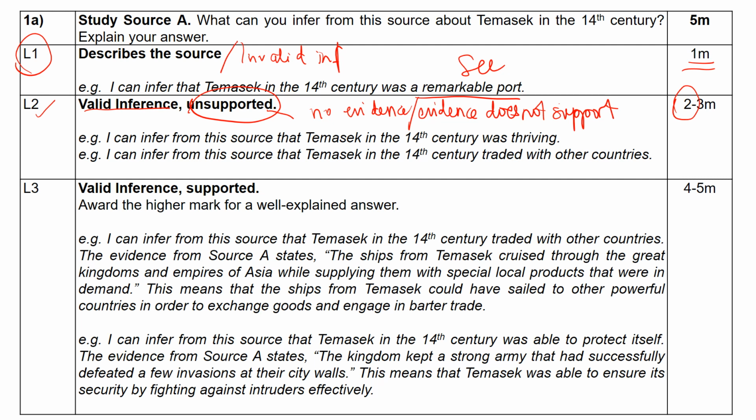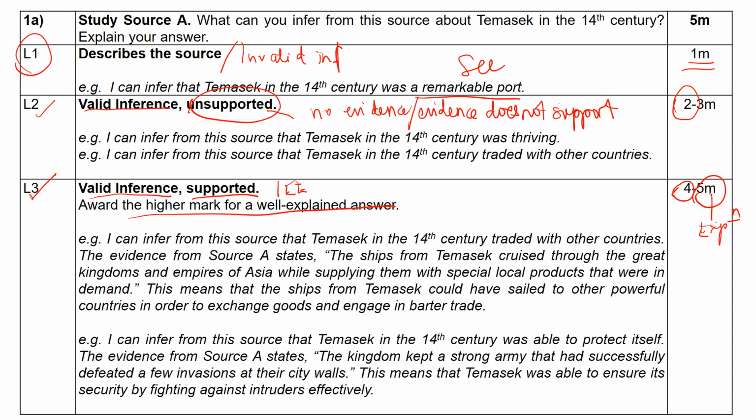L3, the highest level here, is when you have a valid inference and you have supported it. So I, E, and C. The higher mark is given for a well-explained answer. So those of you who got L3 4, it means that you didn't really give a good explanation, whereas those who got L3 5, your explanation is good. Therefore you're getting the higher level. So look at how we have written it.